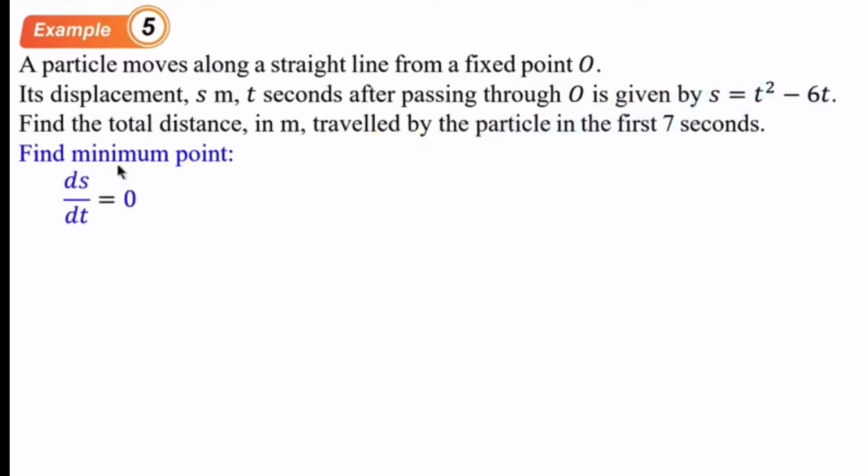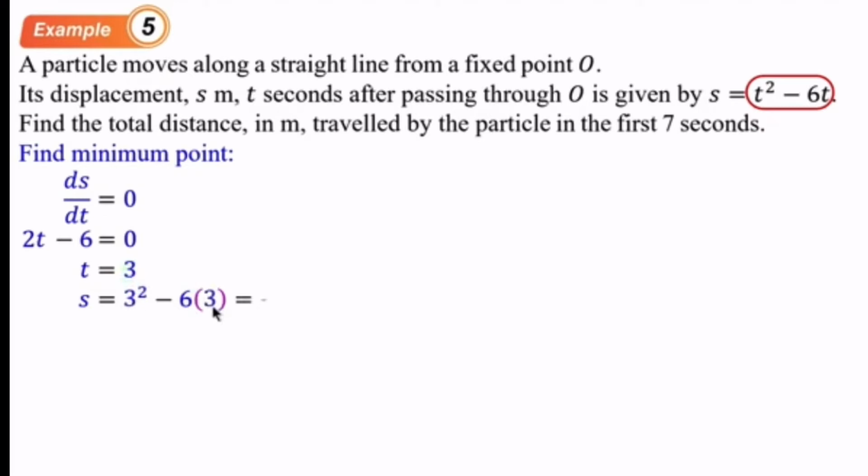So basically, in order to find the turning point, we have to differentiate, ds/dt, and ds/dt means velocity. So when the particle turns direction, velocity will be 0. That means 2t minus 6 equals 0, so t is equal to 3. This is actually a very important concept. When the particle turns direction, it will actually be at the minimum point when the acceleration is positive.